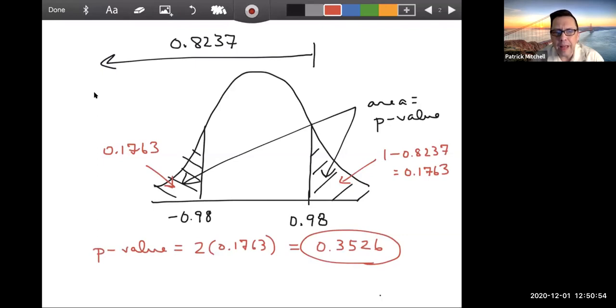Okay. So again, what that means is in a world where the population mean really is 34.5, the probability of getting a sample at least this extreme is over 35%. There's over a 35% chance of getting a sample this extreme. So that is hardly strong evidence against the null hypothesis. This would definitely be a do not reject the null hypothesis. Not strong enough evidence to conclude that the mean is not 34.5.